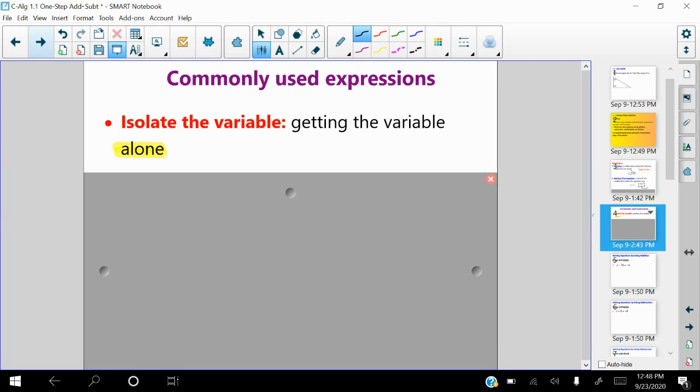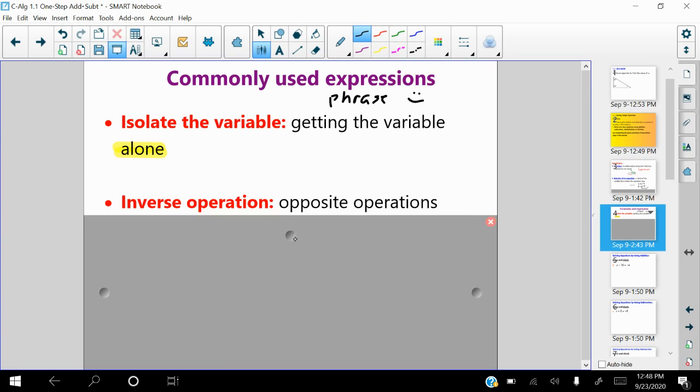We also have some commonly used phrases. Do not get it twisted about expressions and mathematical statements and vocab. These are commonly used phrases. We want to isolate the variable. That means we're getting the variable all alone. We want to get that variable on one side of the equal sign without any other terms there. We don't want any coefficients. We don't want any terms. We just want to isolate that variable by getting it all alone.